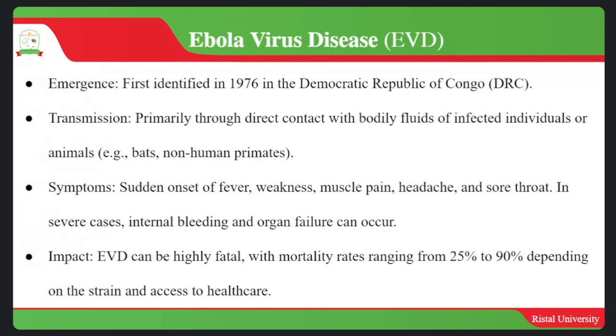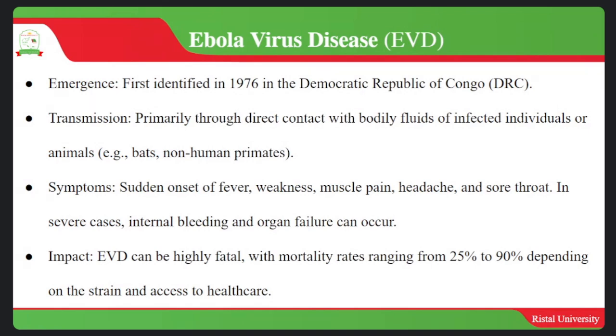This Ebola virus disease was highly fatal, with mortality rates ranging between 25% to 90%, depending on the strain and access to care. It was a very big challenge in the DRC, and it has continued re-emerging.